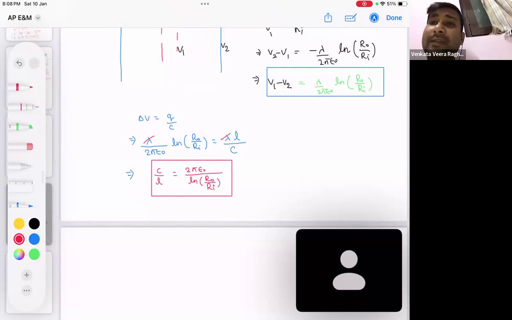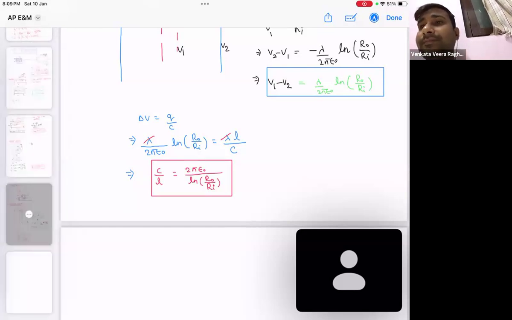Please tell me, clear the third type of capacitor? The third type of capacitor is the cylindrical capacitor we have. Okay, so these are the three types of capacitor depending on the shape of the conductor. Please tell me, clear up to this? Please tell me, clear?